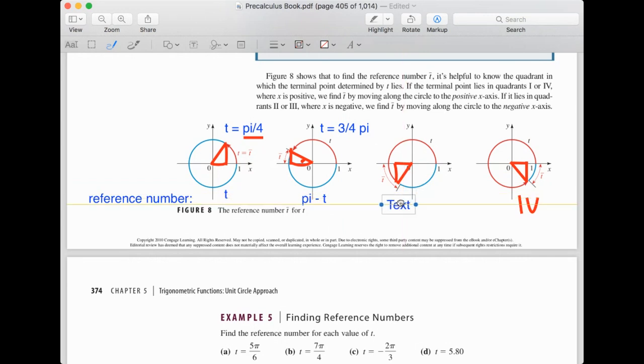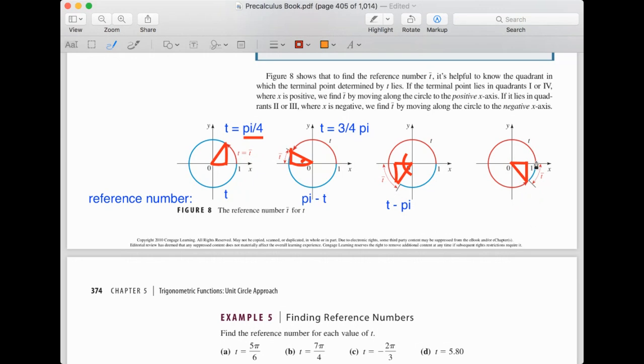In the third quadrant, instead of talking about this huge angle, we're going to be talking about the angle here, this one. This angle is the reference angle of this. So what is it? It's t minus pi. Okay, t minus pi. What about the fourth quadrant?